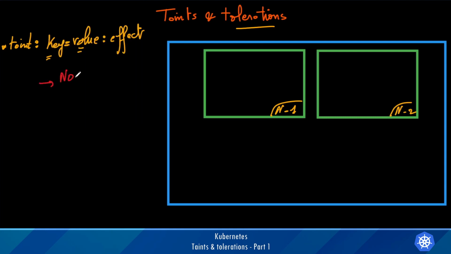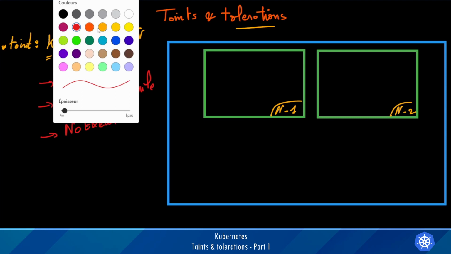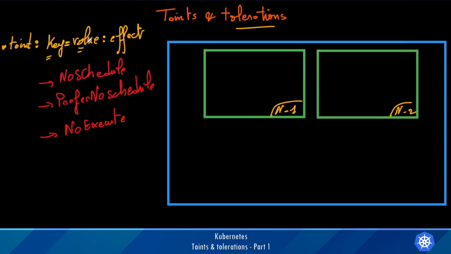So we have the NoSchedule effect. We have the PreferNoSchedule effect, and finally we have the NoExecute effect. So when you set a taint for a node, you can choose the key that you want, the same for the value, you can choose any value, and for the effect you have to choose one of these three effects.